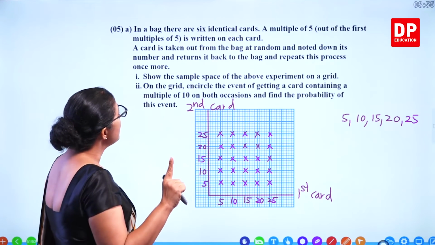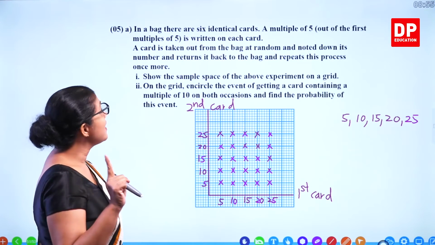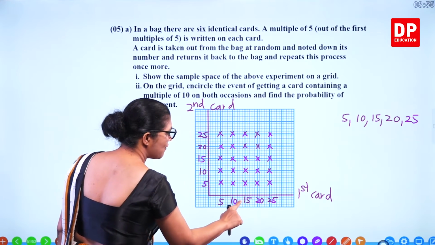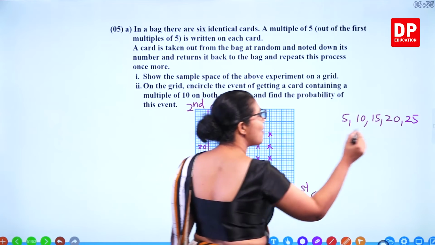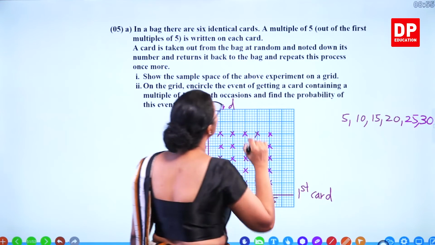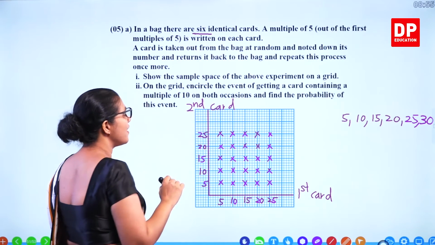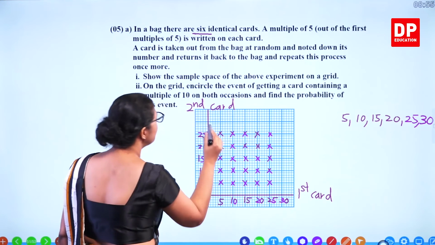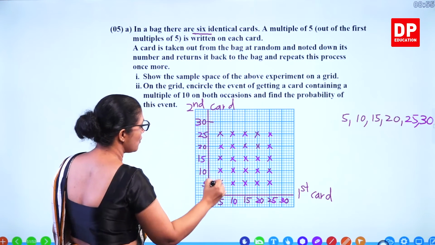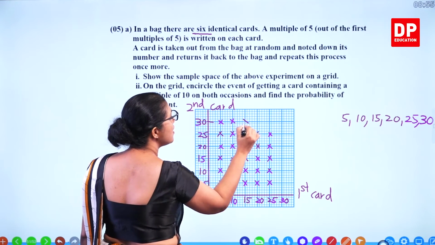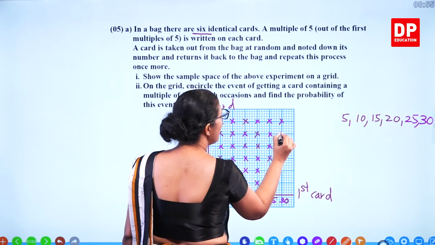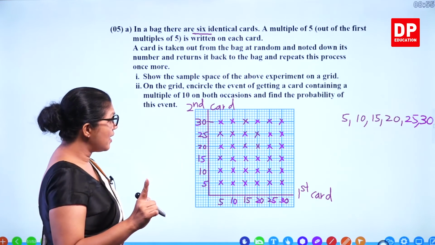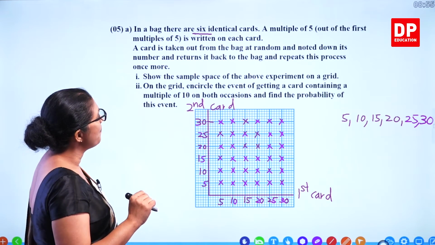Now read it again. In a bag there are 6 identical cards. What happened here? I took only 5: 5, 10, 15, 20, 25. You can get another possibility. So 6 identical cards are there: 1, 2, 3, 4, 5, 6. So I can take 30 as well. That means I'm getting another row and a column, with 6 into 6, altogether 36 possibilities.